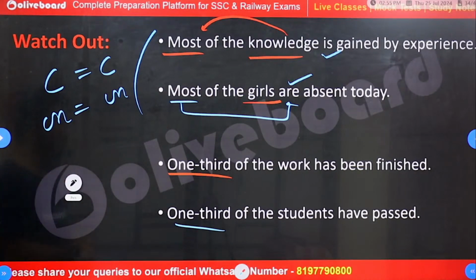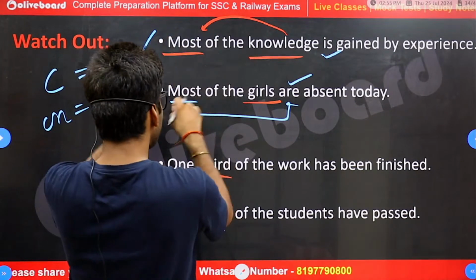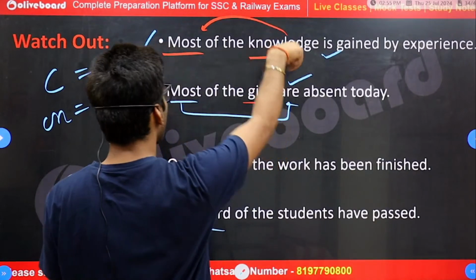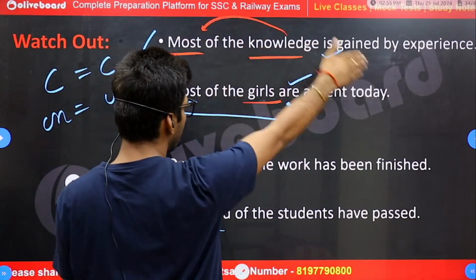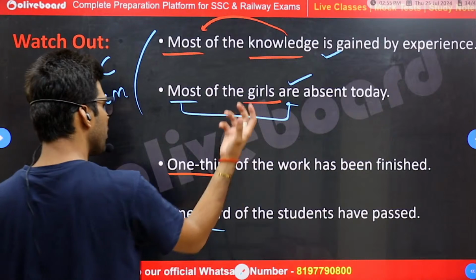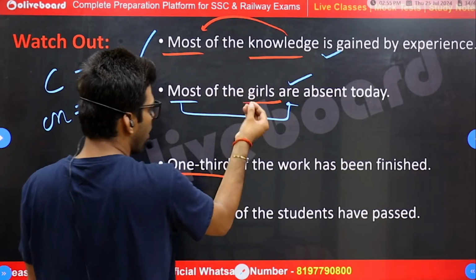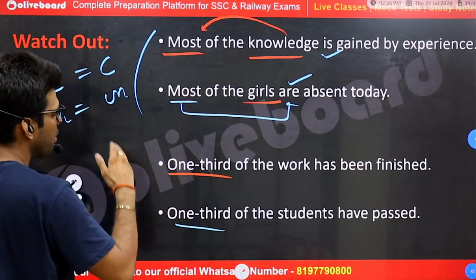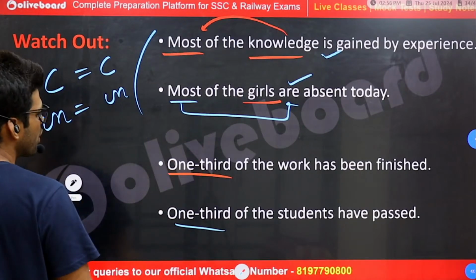For an uncountable, we'll be putting a singular verb. For a countable, we'll be putting a plural verb. I repeat, most is the common subject in both sentences, but the first one has an uncountable noun about which we are talking, so the verb will be singular. While in the second one, we have a plural noun. If we say most of them, we have many in general, for which we have a plural noun.